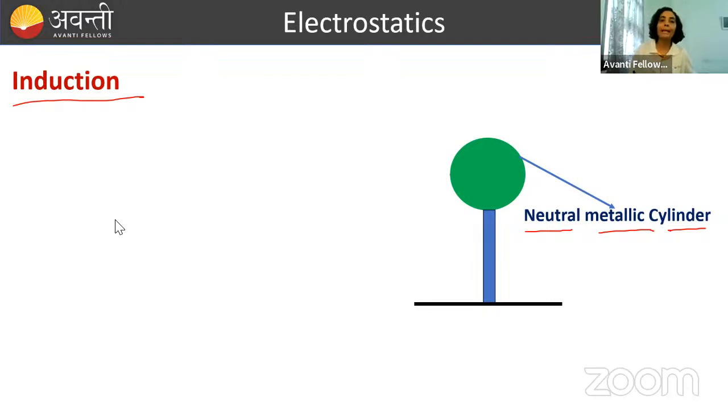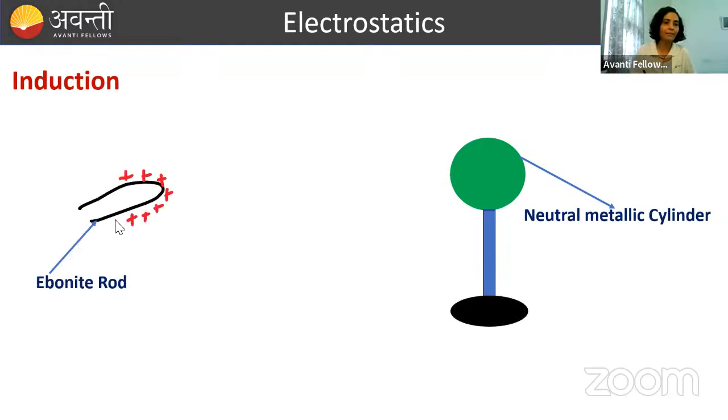Now we will take one charging body. Which charging body are we taking here? That is an ebonite rod. This is an insulator. It has a positive charge. Done. So initially, suppose the separation between these two is infinity. They are very far away from each other. Neither is influencing the other. There is no influence of one on another.